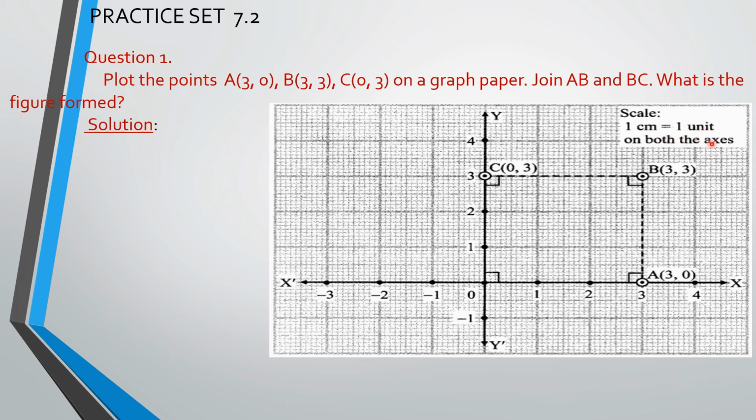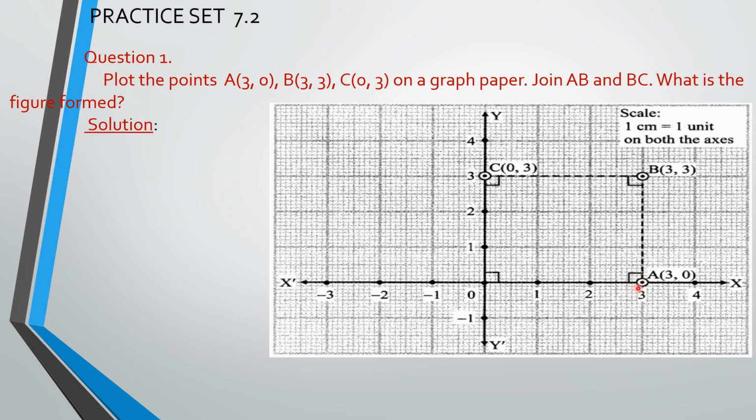Your first coordinate is A of 3 and 0. That means x coordinate is 3 and y coordinate is 0. Both are non-negative numbers. Therefore, the point lies in the first quadrant and on the x-axis. That means here x coordinate is 3 and y coordinate is 0, which means the point lies on the x-axis.